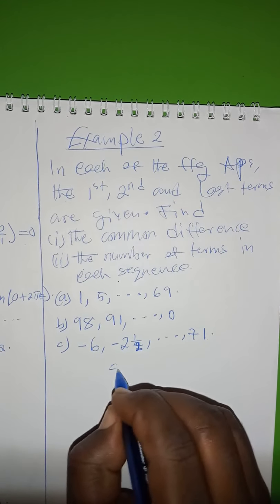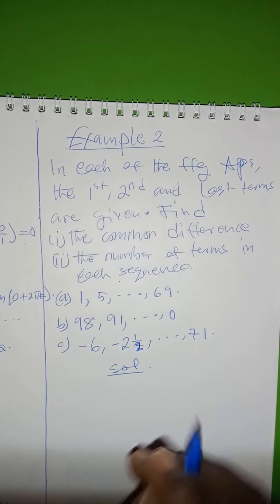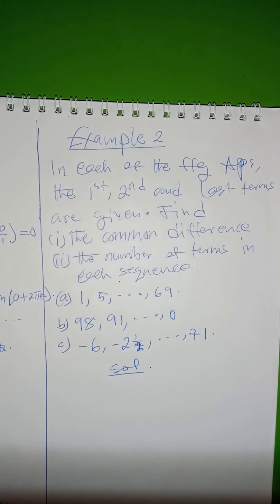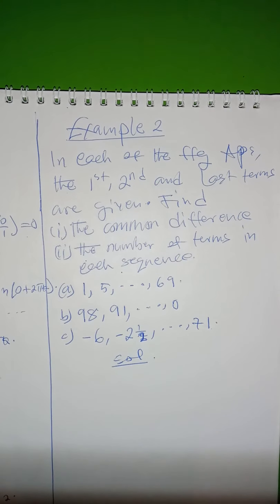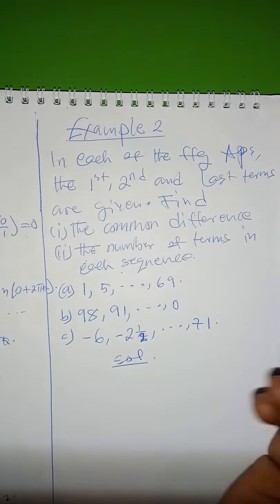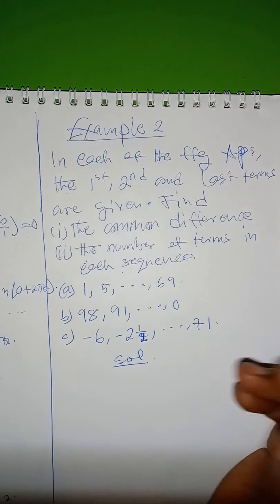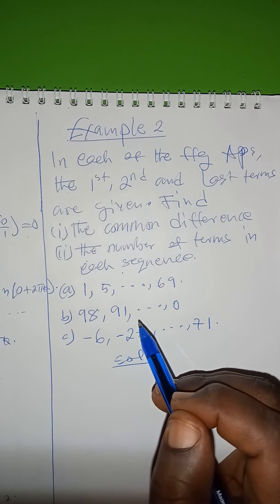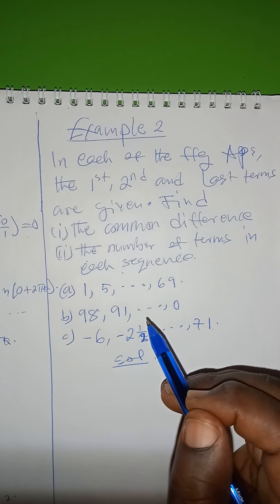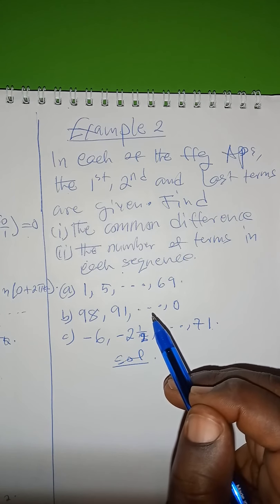Solution. And like I said, the first thing we're going to do is to put down our data, right? The question says that we should find the common difference. And how do we find common difference? Common difference is a term minus its preceding term. Don't forget this. A term minus its preceding term.